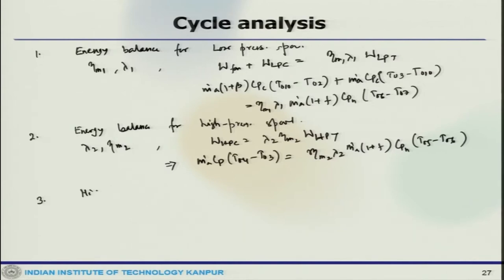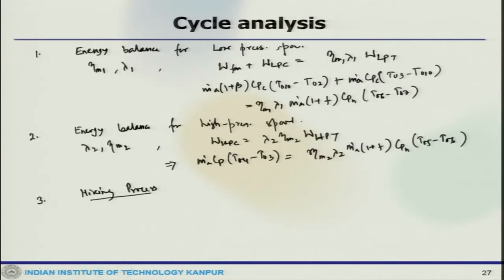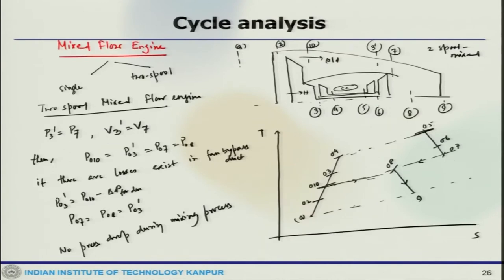The third is the mixing process, which one has to consider. In the mixing process, the hot gases leaving the low pressure turbine and the cold gases leaving the bypass duct are mixed. If you look at this, this is where the hot gases are coming, this is where the cold gases are coming, and they mix at station 8. From the first law of thermodynamics, we can write the enthalpy at 3 plus the enthalpy at 7 would be the enthalpy at 8. 7 is in the core and this is in here.